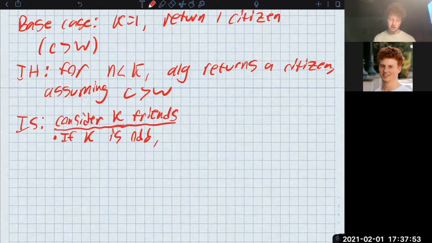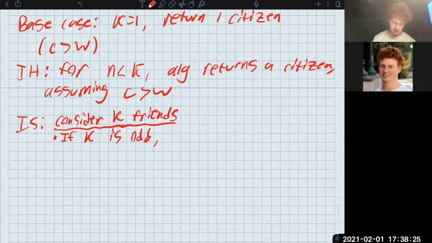So if k is odd, all we have to do is choose one random friend and query him or her against all the other friends. And similar to part A, if most people agree that that person is a citizen, then we have our citizen and we can just return them, since we know that the number of citizens outweighs werewolves and citizens have to correctly identify other citizens. But otherwise, this person has to be a werewolf, so we can discard them and move on. And obviously, discarding one werewolf, if we start off with more citizens than werewolves, just gives us even more citizens than werewolves. So we still have the same inequality.